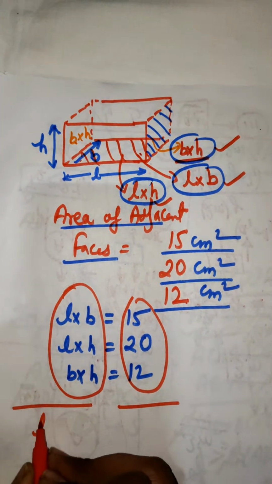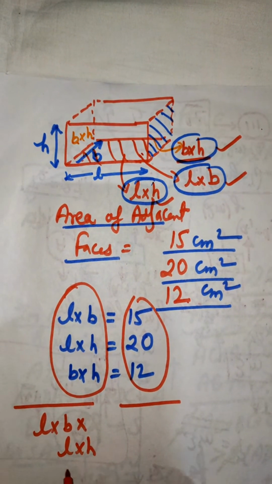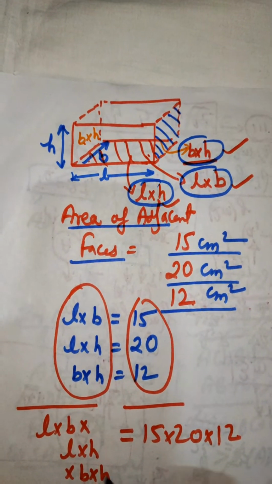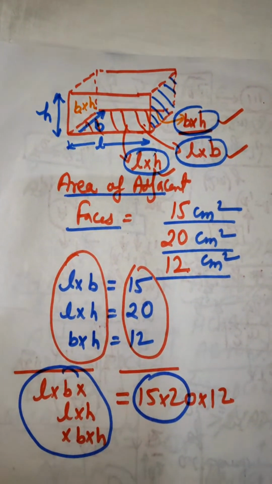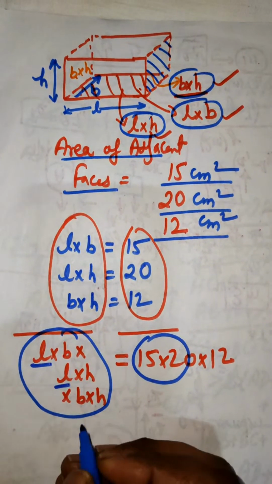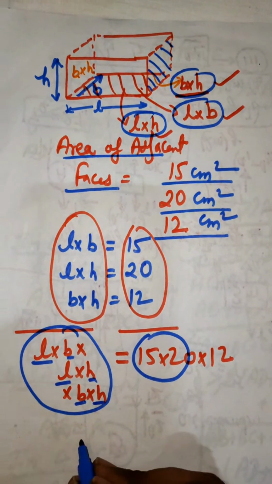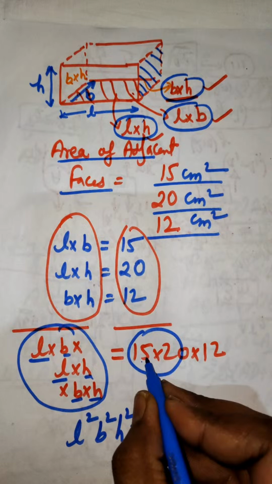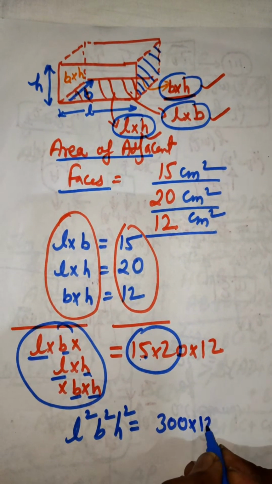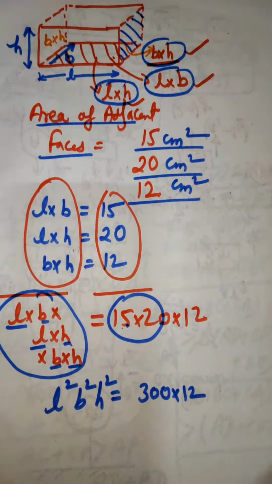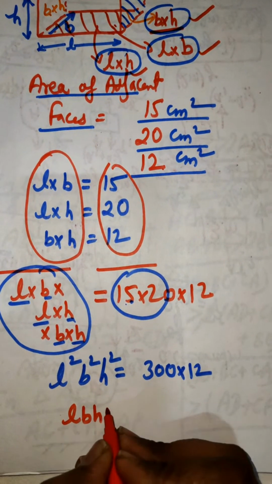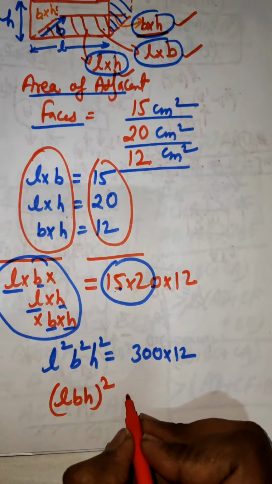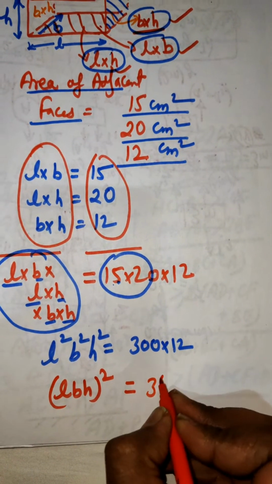When you multiply the LHS, it will be L into B into L into H into B into H. That will be equal to 15 into 20 into 12, isn't it? This is LHS and this is RHS. Now you can see L is coming two times, B is coming two times and H is coming two times. So can't we write it as L square B square H square is equal to 15 into 20, which is 300, into 12, right? And the next step is (LBH) whole square, because L square B square H square is (LBH) whole square. And the RHS will be 3600.